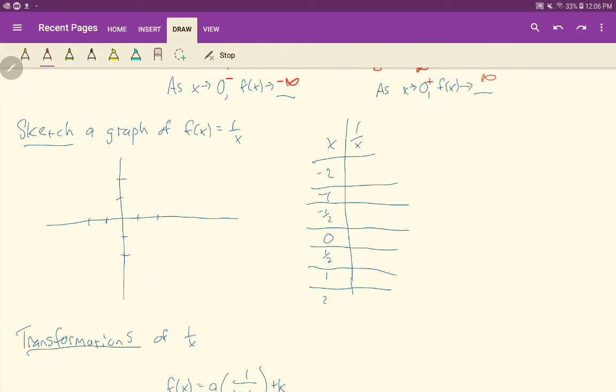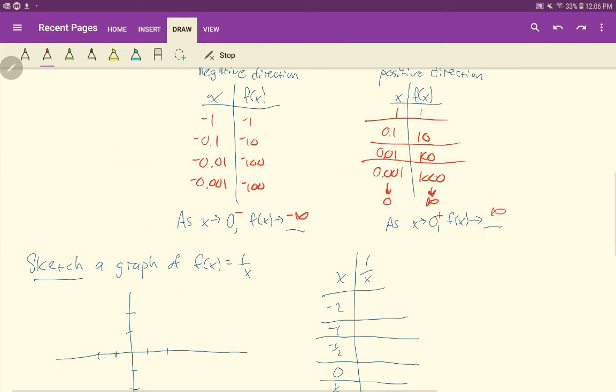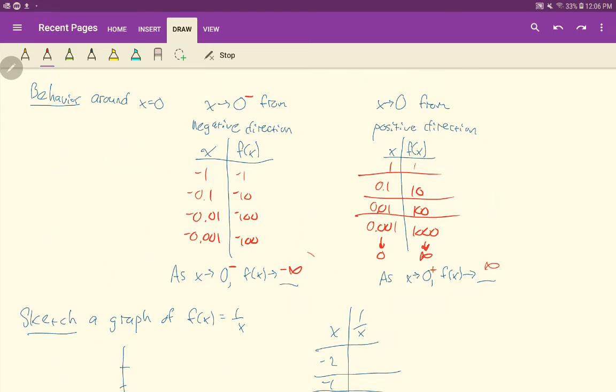All right, so let's see what an actual graph of this thing looks like. Oh, by the way, sorry. Since we have this behavior here of our function approaching infinity as we get closer and closer to 0, we say that we have a vertical asymptote.